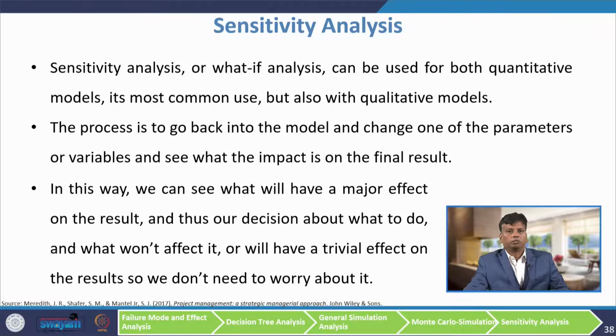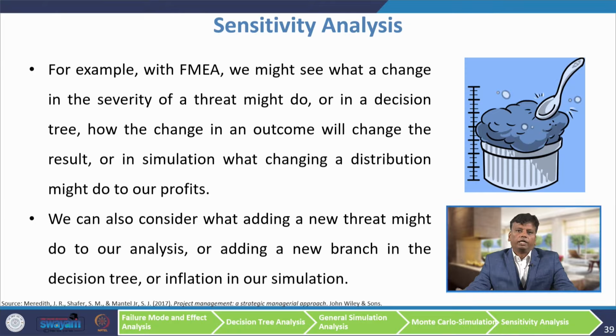But in the Monte-Carlo simulation I did not do the sensitivity analysis. You can do it by changing different parameters and see the impact. For example, in the failure mode and effect analysis, we might see what a change in the severity of a threat might do, or in the decision tree how a change in the outcome will change the result, or in the simulation what changing a distribution might do to our profit. That can be done with the help of sensitivity analysis.